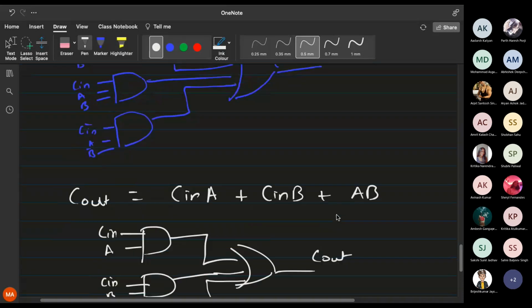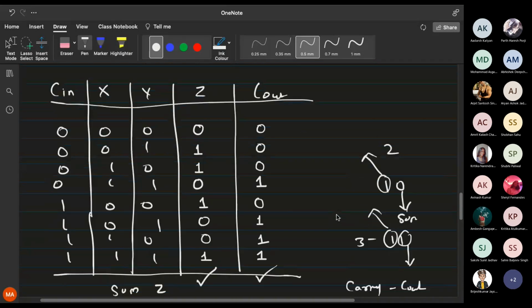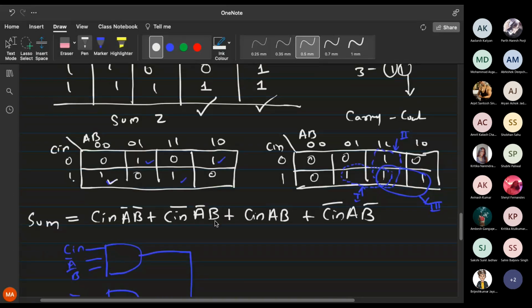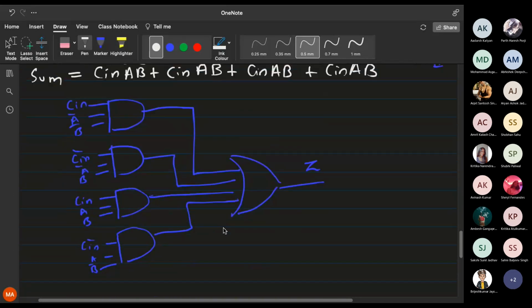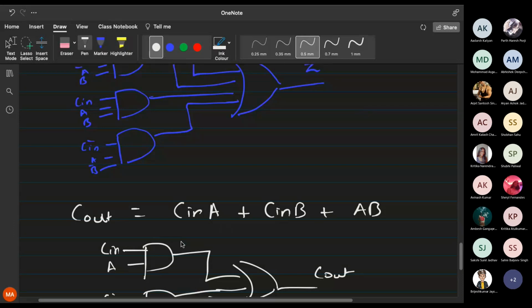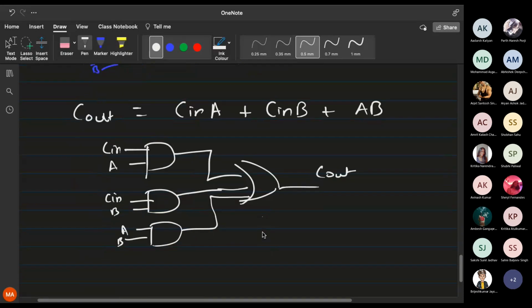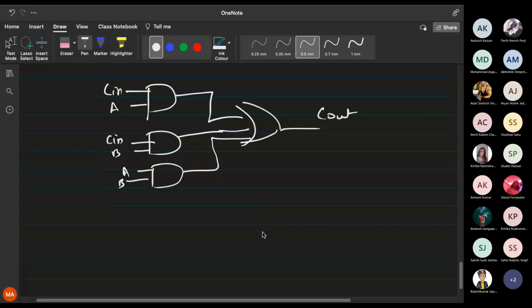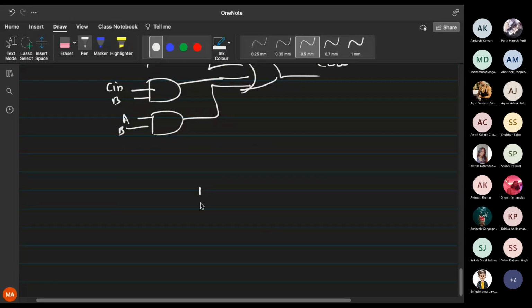You just need to draw the truth table. From the truth table, you come up with the K map. From this K map, you'll get this equation. From this equation, you'll understand how to make the circuit. Similarly, from the other K map, you can deduce the other equation, and from that equation you will make this particular circuit. This is how you will make the carry circuit and the sum circuit. Carry circuit and sum circuit, when combined together, give you a full adder.